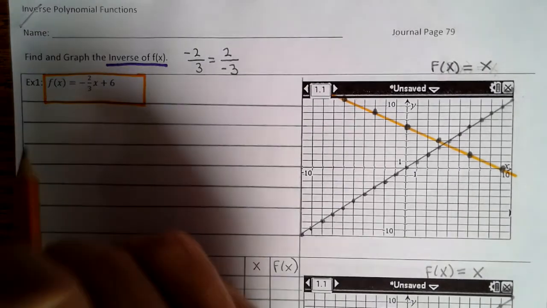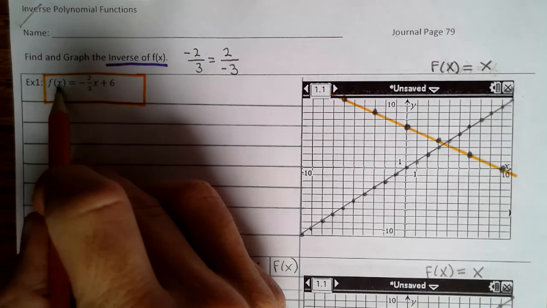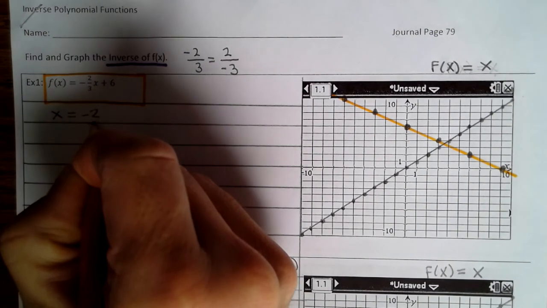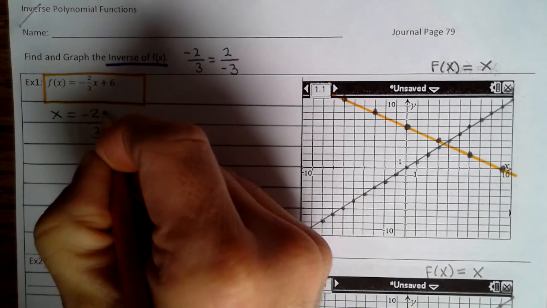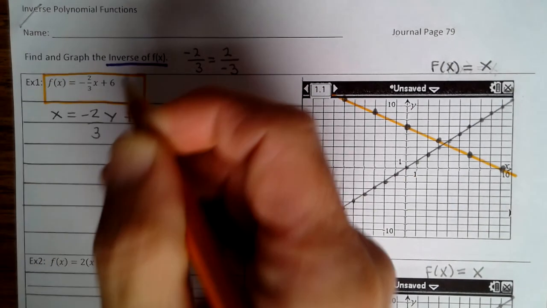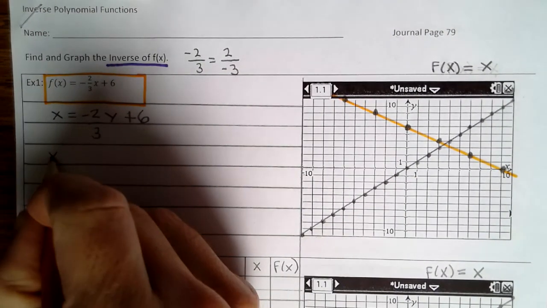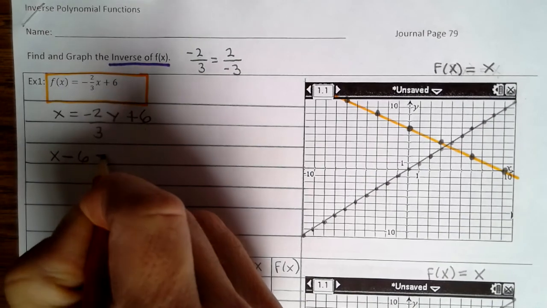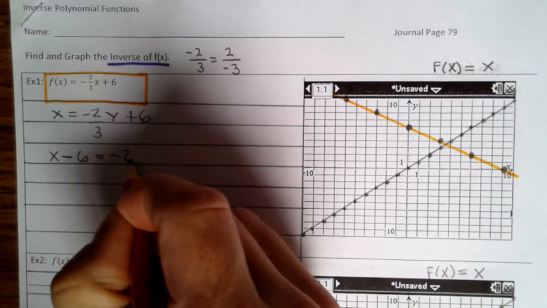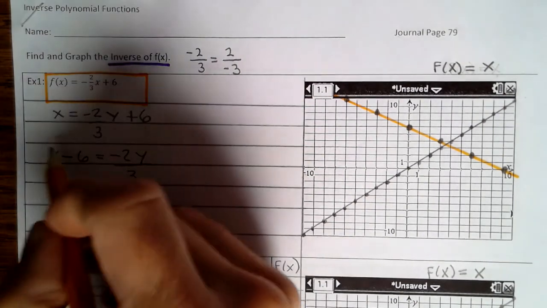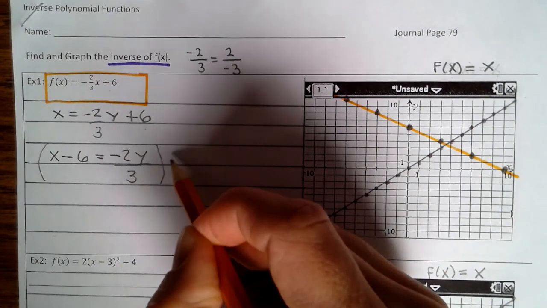All right, now let's find the inverse so we can graph that as well. So you want to change f of x to y and switch x and y. So x equals negative 2 divided by 3 y plus 6. Okay, we're going to subtract 6 from both sides to get x minus 6 equals negative 2y divided by 3. Now the next thing we're going to do is multiply everything by 3 divided by negative 2.